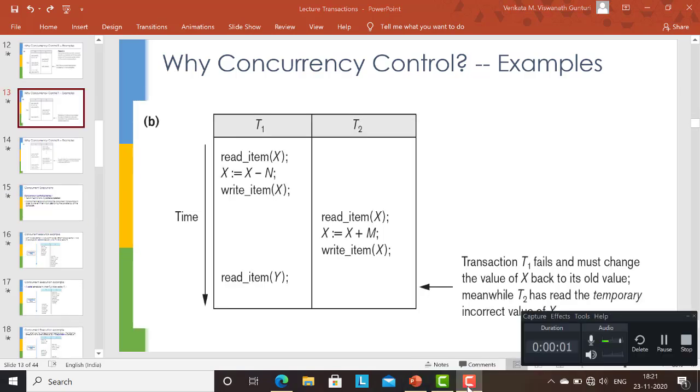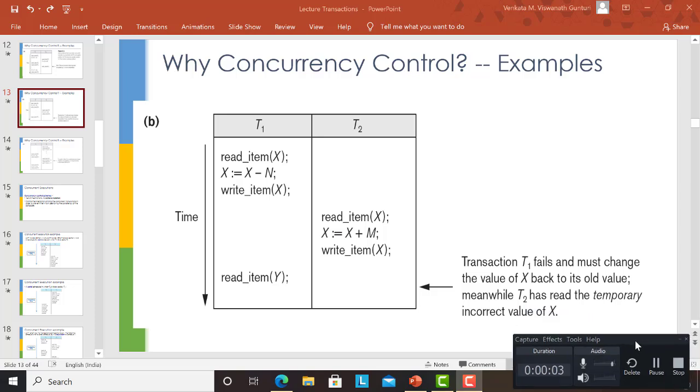Okay, now let's see another example here. In this case, T1 executed the first three steps. It read data item X, made some updates, and then wrote the data item X. And then T2 has consumed this value. Whatever it is reading of X, it is going to consume whatever T1 has thrown out as the output, making some changes, and then again writing, right?